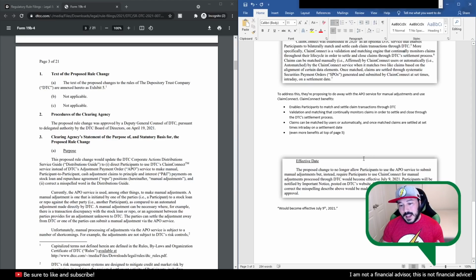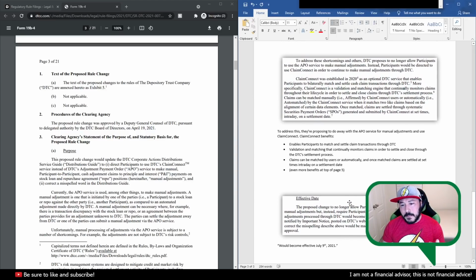And then the effective date. It says it would become effective July 9th, 2021. Some of them have been a little speedier and they're trying to urge them for quick approval. This one, I didn't really see anything for quick approval. So about July 9th. And that's basically what this is about. So just to sum up, it's just more things for the future.